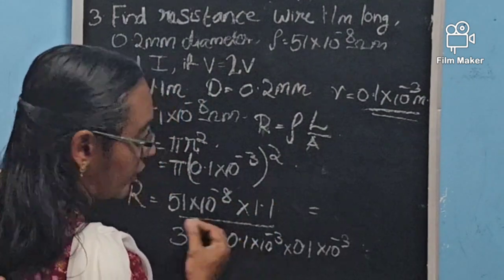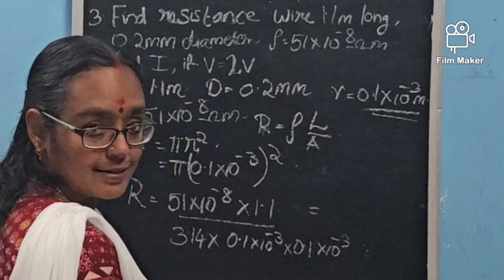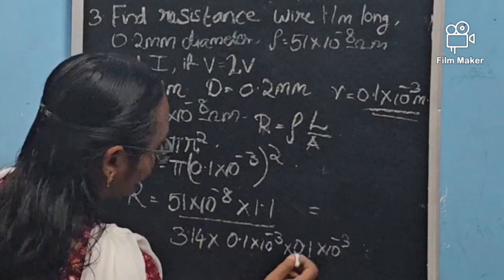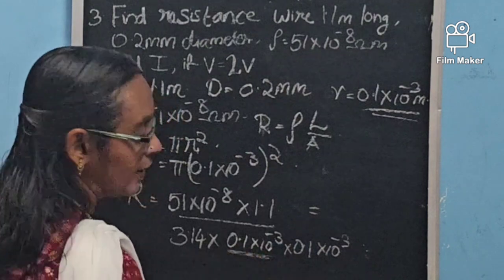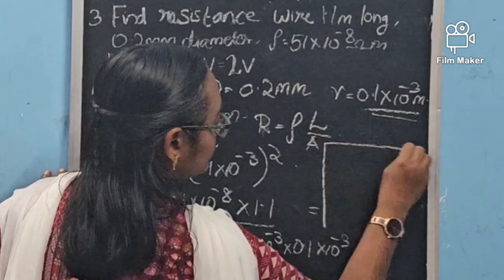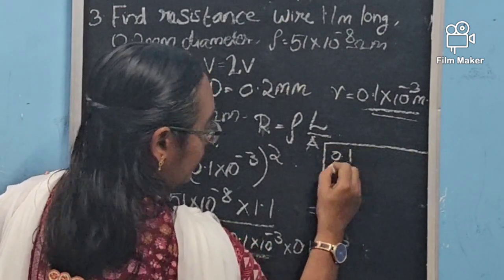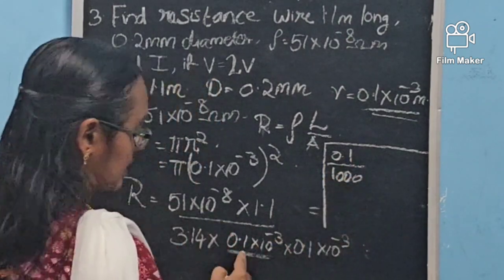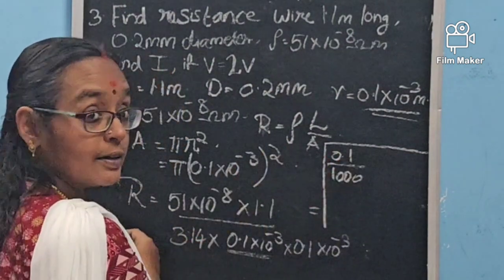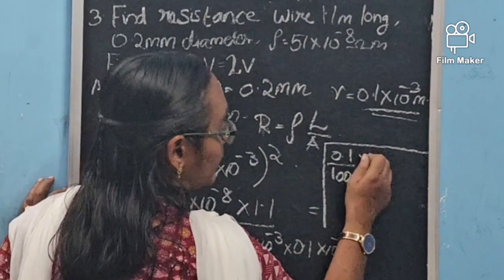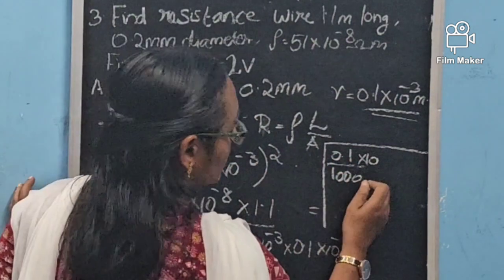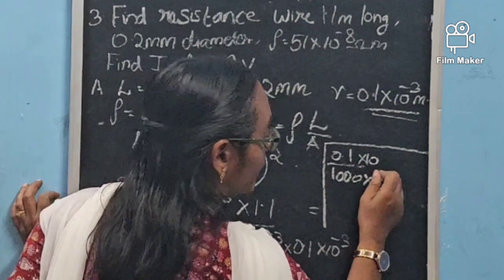See, here 0.1 and here also 0.1 is there, isn't it? So we can convert 0.1 as 1. How can we do that? This value is 0.1 into 10 raised to minus 3, which is actually 0.1 divided by 1000, isn't it? So can you convert 0.1 as 1? Yes, we can do it, by multiplying with 10. If we multiply 0.1 with 10, what will we get? We will get 1. The same thing we have to multiply for the denominator also.